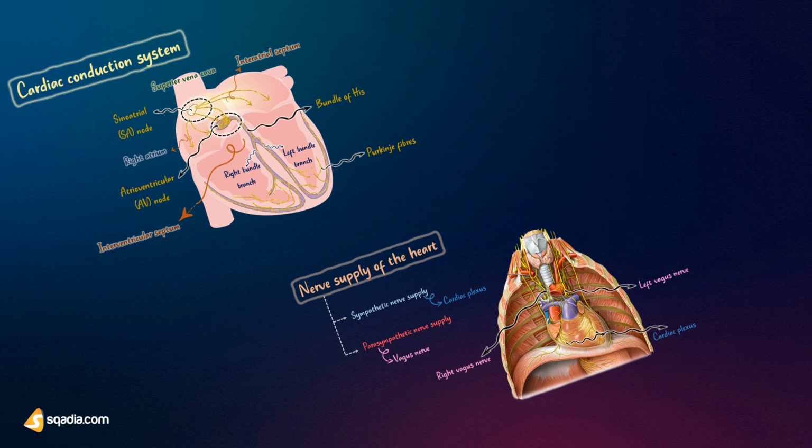So this was all about the structures involved in the conduction system and nerve supply of the heart. And by this, we are done with the detailed anatomy of the heart.